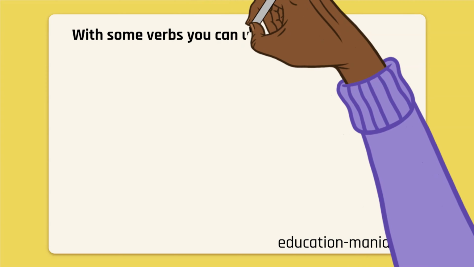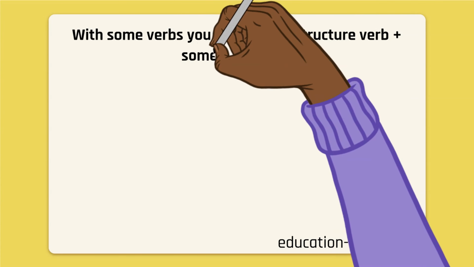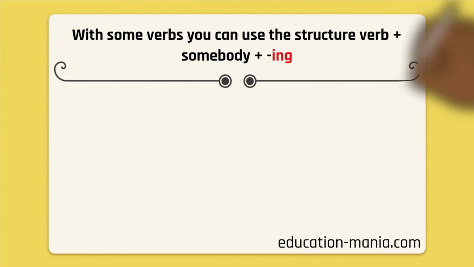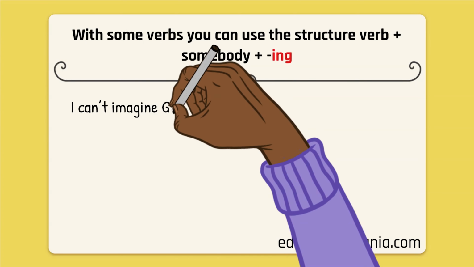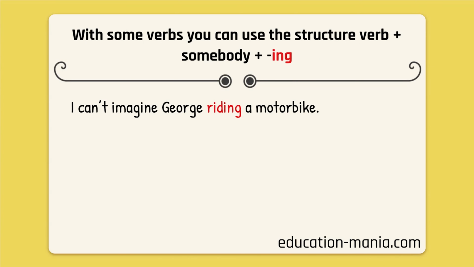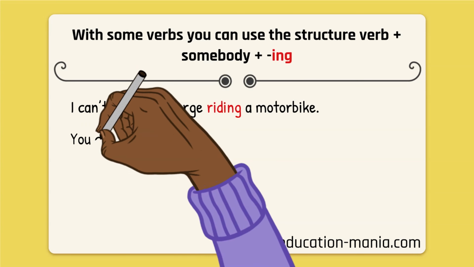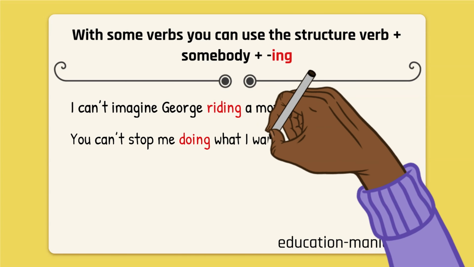With some verbs you can use the structure verb plus somebody plus ing. I can't imagine George riding a motorbike. You can't stop me doing what I want.